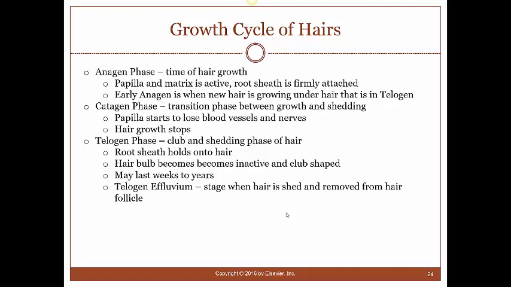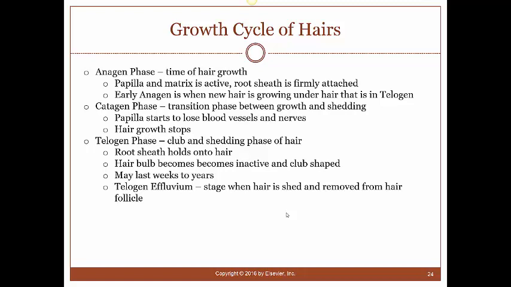So in the club phase, the root sheath has much less attachment to it. The papillae has actually lost its blood vessel and its nerve altogether. And so the end of the hair bulb ends up turning into a club. It's not rounded at the bottom, more like an onion. And so the root sheath holds it in place, but over time that bond actually starts to be lost.